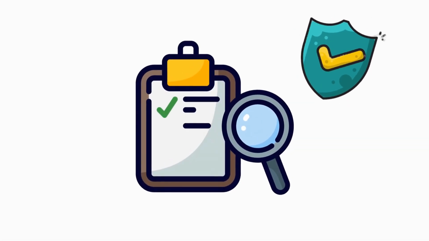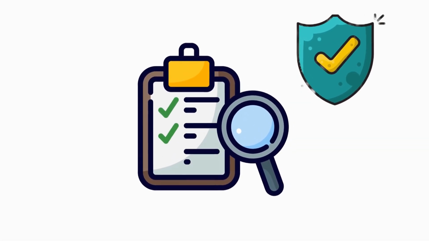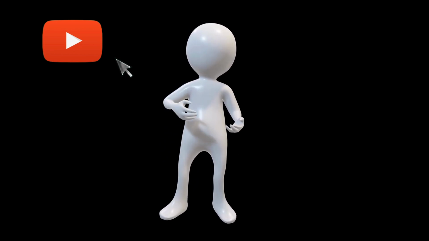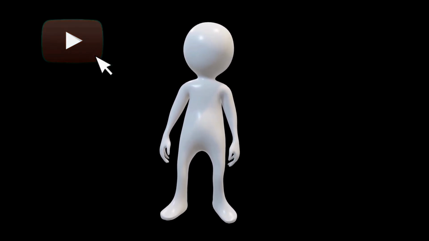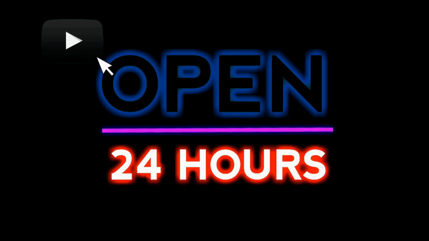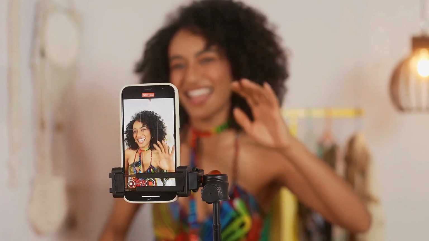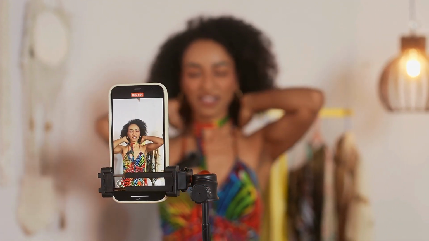Before you can go live, you need a few things ready. First, a verified YouTube channel. Go to youtube.com/verify and verify using your phone number. Second, make sure your channel has no community guideline strikes. And finally, remember that YouTube may take up to 24 hours to activate live streaming after verification. Once that's done, you're ready to go live from your phone or your computer.